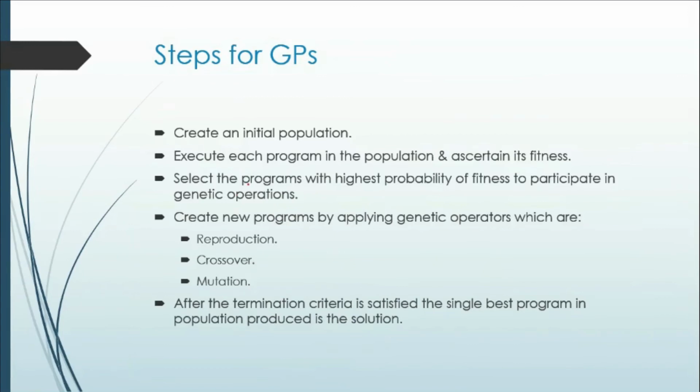Then select the programs with the highest probability of fitness to participate in genetic operations. So we go for the selection operation depending on the fitness. Then create new programs by applying genetic operations, which are reproduction, crossover, and mutation. After some termination criteria is satisfied, the single best program in the population produced is the solution. So this is the same as the genetic algorithm.